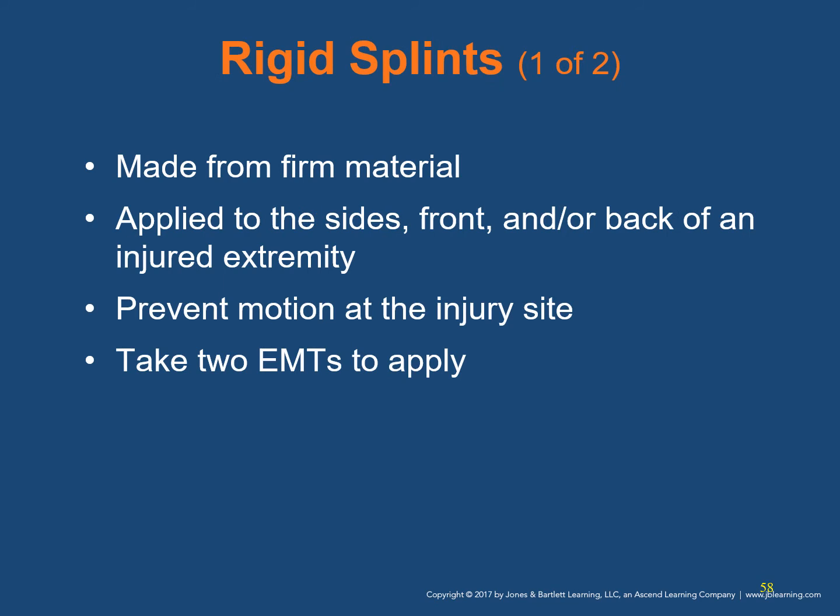Rigid splints. Rigid, non-formable splints are made from firm material and are applied to the sides, front, and or back of an injured extremity to prevent motion at the injury site. It takes 2 EMTs to apply a rigid splint. Follow steps in Skill Drill 31-2.